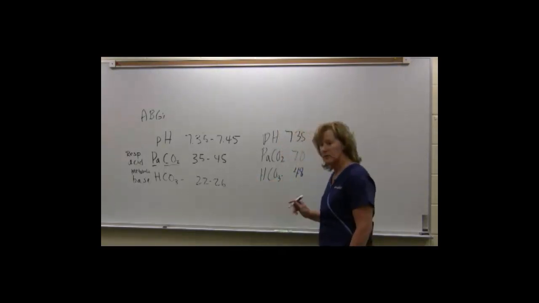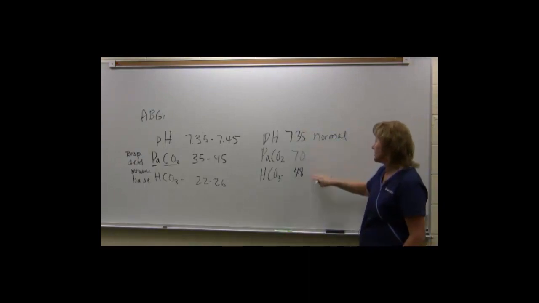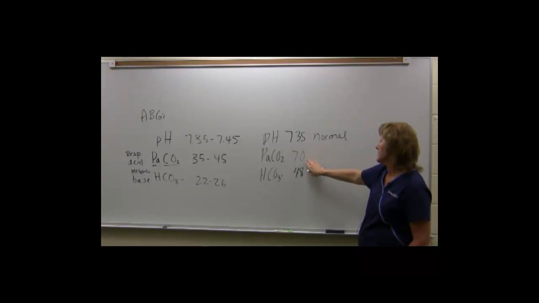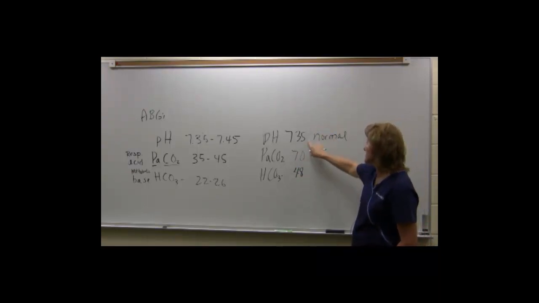So I don't have normal ABGs. If I had normal ABGs, all three would be in range. So I'd have a 7.35, maybe 45, and maybe a 23. Okay, so they'd be totally normal. I look at this and say, these are both abnormal, they're out of range, and that one's normal.